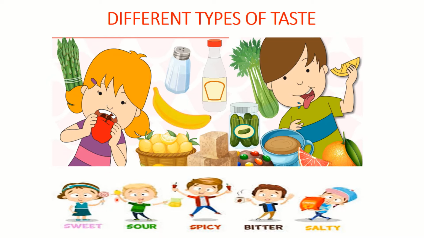Like when you eat chocolate, you will feel the sweet taste. When you have lemon, you will have a sour taste. When you eat chili, you will feel spicy. When you have karela or bitter gourd, you will feel a bitter taste. As well as if you have chips or something like curry, you will have a salty taste. So generally there are 4 types of taste: sweet, sour, salty and bitter. Spicy taste you also get in some food.